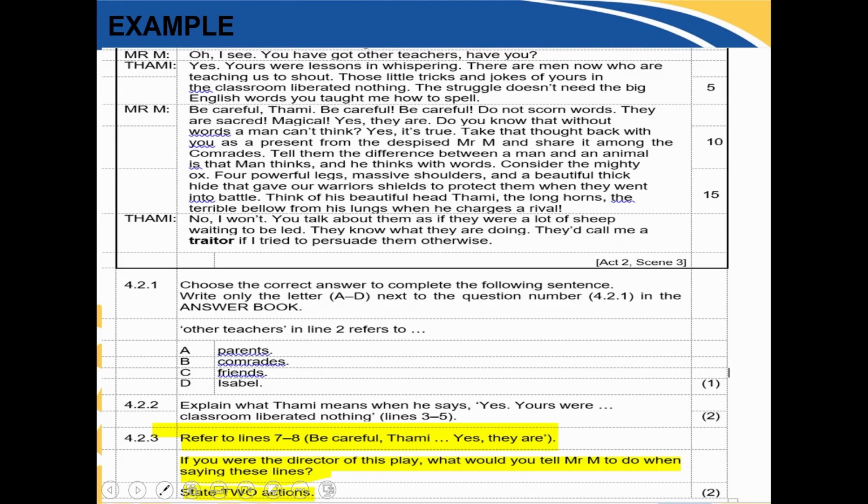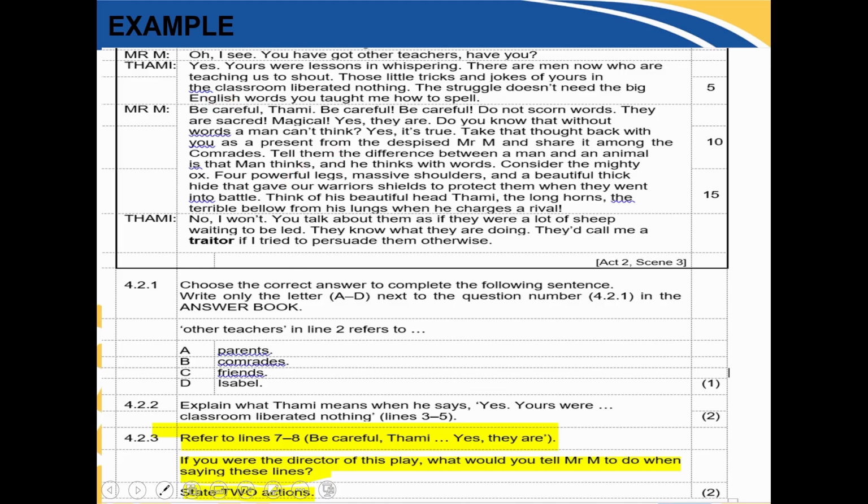Right, so here we're looking at 4.23, where you are asked to refer to line 7 to 8. Be careful, Tammy. Yes, they are. If you were the stage director of this play, what would you tell Mr. M to do when saying these lines? I'm putting an emphasis on do so that you are not tempted to write what Mr. M should say, but do, which is the action. All right. Now let's read our lines 7 to 8.